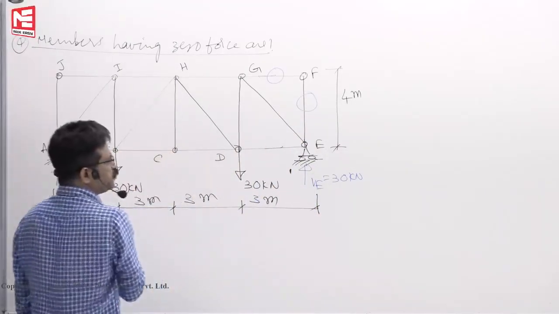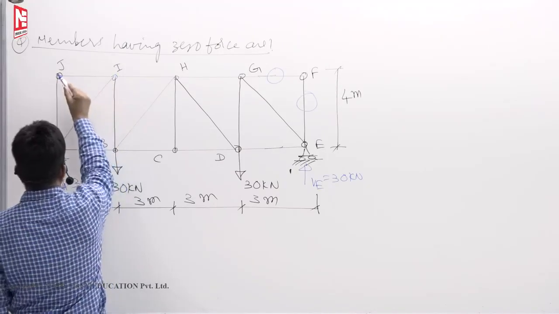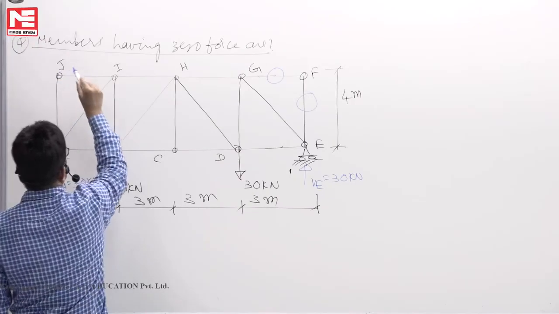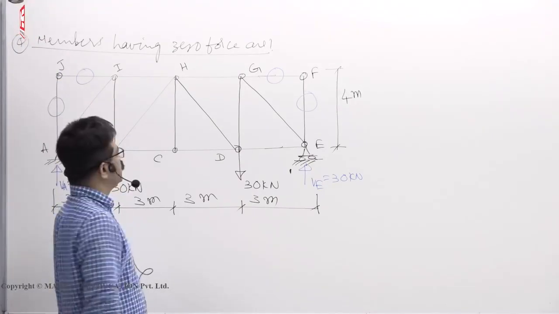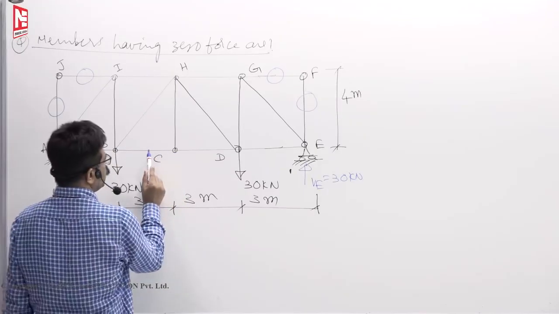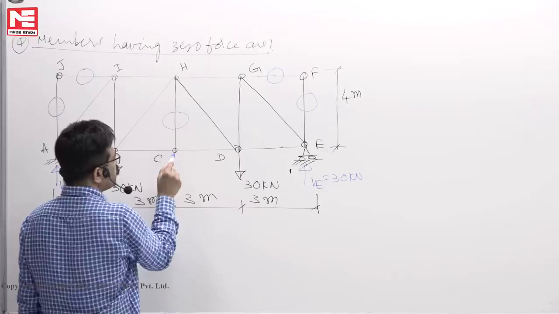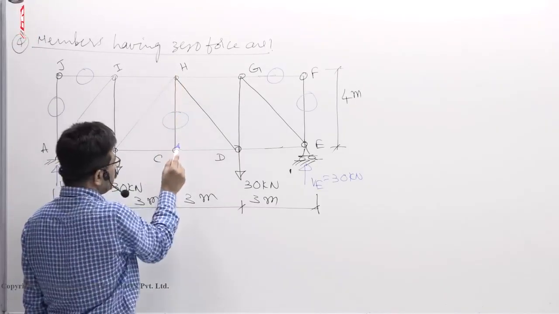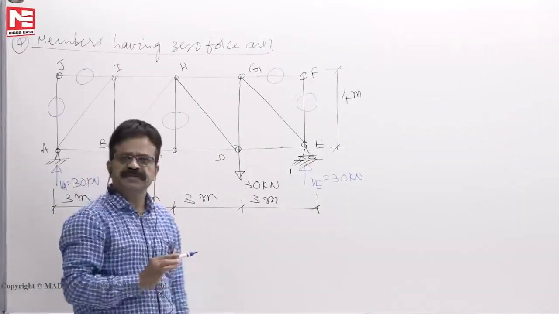So, one concept we have used here. Same thing, take J, JI, JA. Two members are meeting at J with no external load, which means the force in both members is 0. Next, take C here, 1, 2, 3. Two are in line, so the third must be 0 because there is no external load here. Maybe there is load there or not, we are not worried. Load is not there here, that is enough. So, that is the second method we have used.